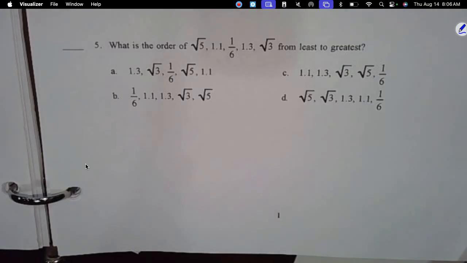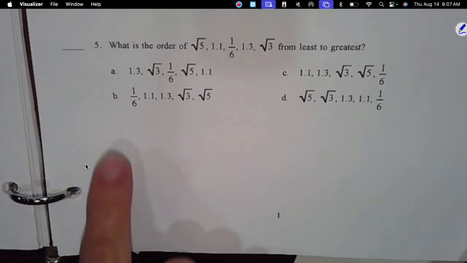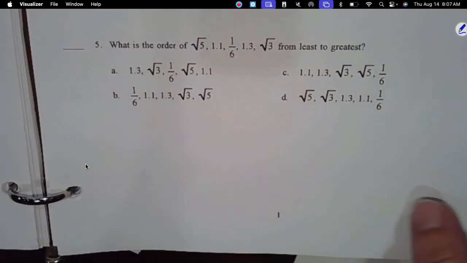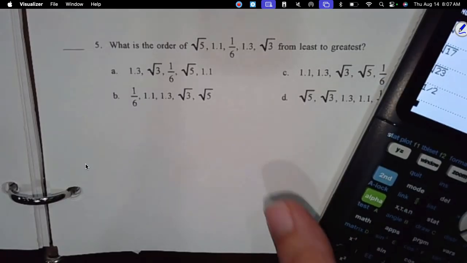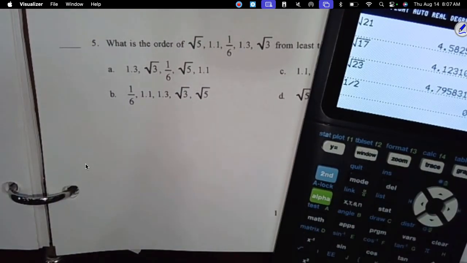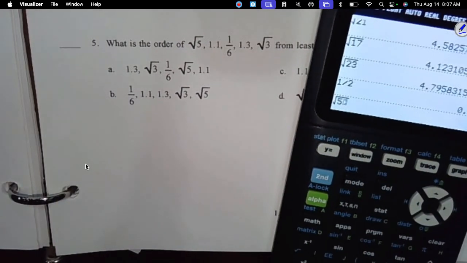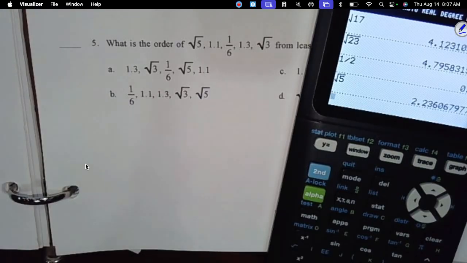All right, if you don't know that, just type it in. But several of these numbers may be close to 2. I need to know closer than that. So pretty close. Square root of 5, it is 2.236. I'll just write that. 2.236. 1.1, I can tell what that is.